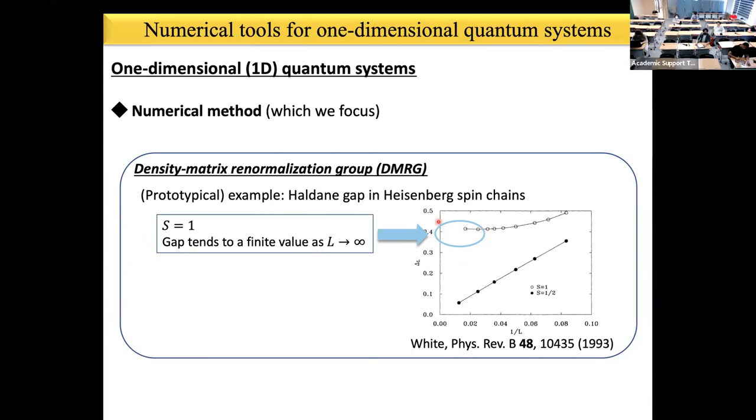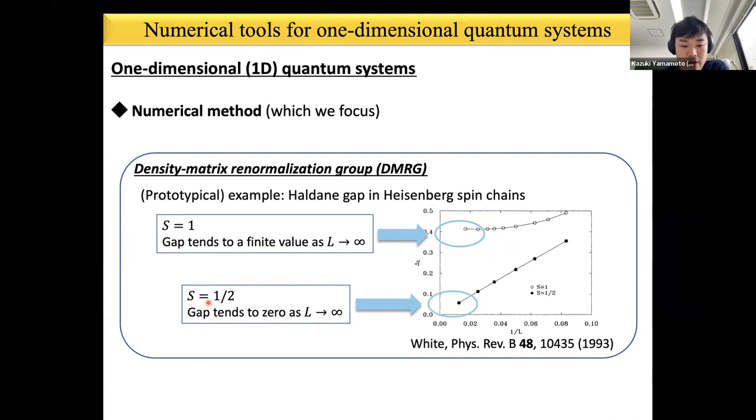As shown in this figure, for the spin one case, the gap tends to a finite value as we increase the system size. And for the spin one half case, the gap tends to zero as we increase the system size to infinity. And this DMRG result successfully reproduced the analytical solutions obtained by Haldane. And this gap is called the Haldane gap.